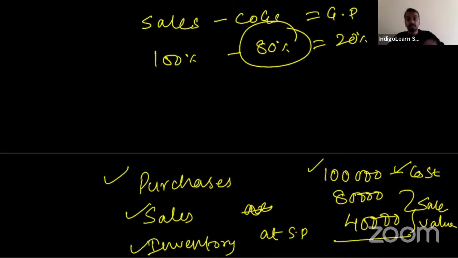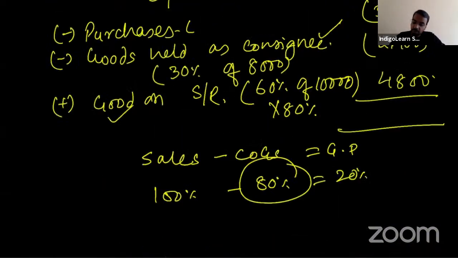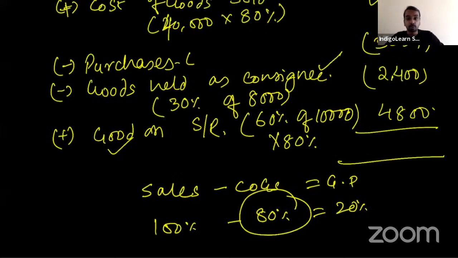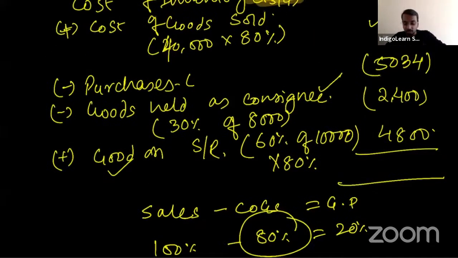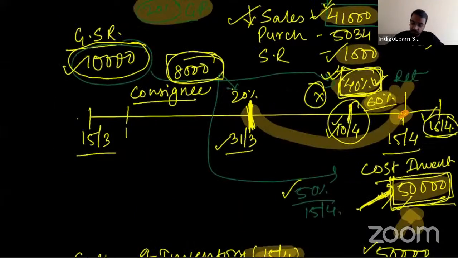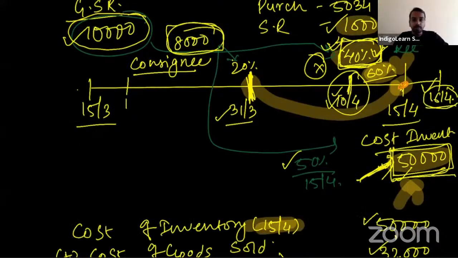See, why 60% should be added? Very good question, Ananta Krishnan. Why it should be added is, if we come back to this question, what did the customer do? We sent 10,000 worth of goods to the customer. So understand this.